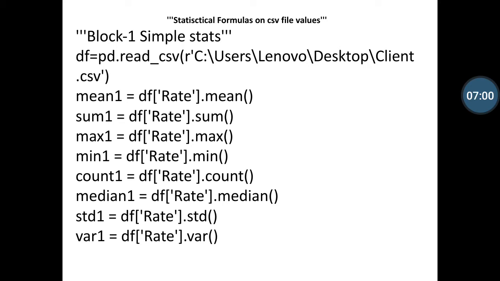And then I also define std1, the standard deviation, for which I put the code df['rate'].std(), and then I also do the variance calculation. I create the var1 variable is equal to df['rate'].var, the method used for variance.